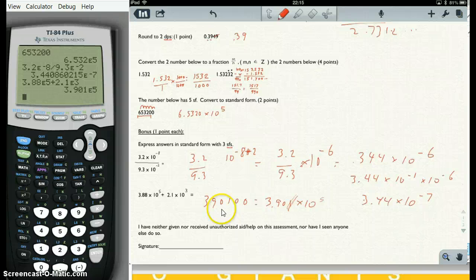Okay, so 3.901 times 10 to the 5th, but I asked for 3 significant figures, so you cross out the last one. It's not going to affect the 0 because it's less than 5. Okay, so these 2 bonus questions were just, can you use your calculator to figure it out, and then can you round to get the right number of significant figures.